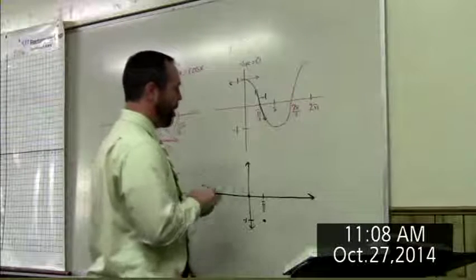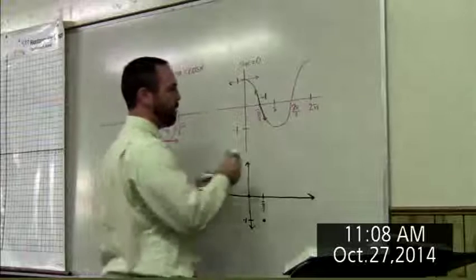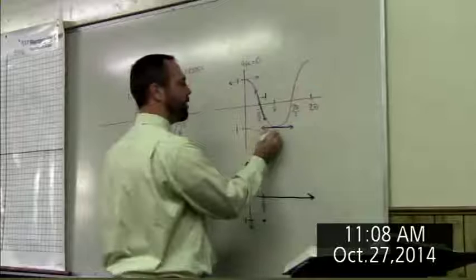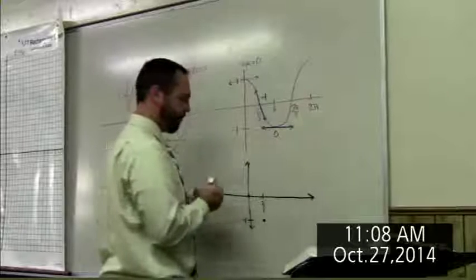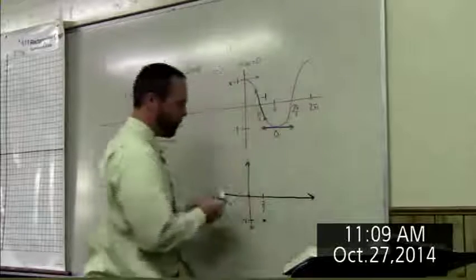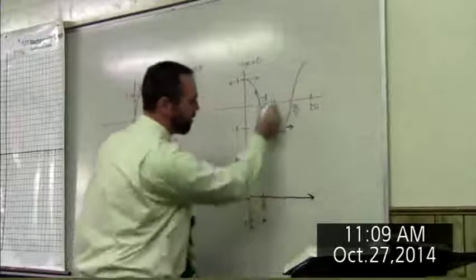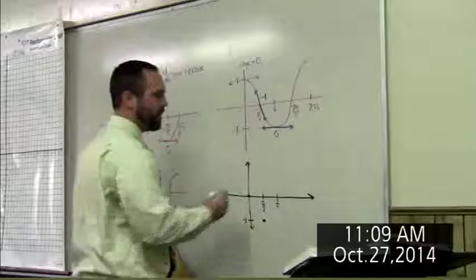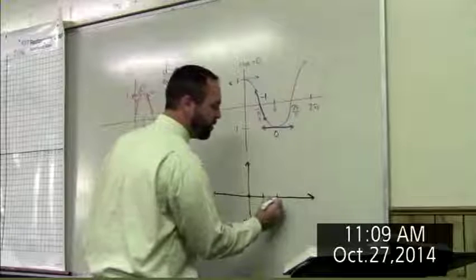Next, it would also be equal to 0 at pi. So we go to pi, try to go directly underneath it to graph it accurately. At pi it would be equal to 0.